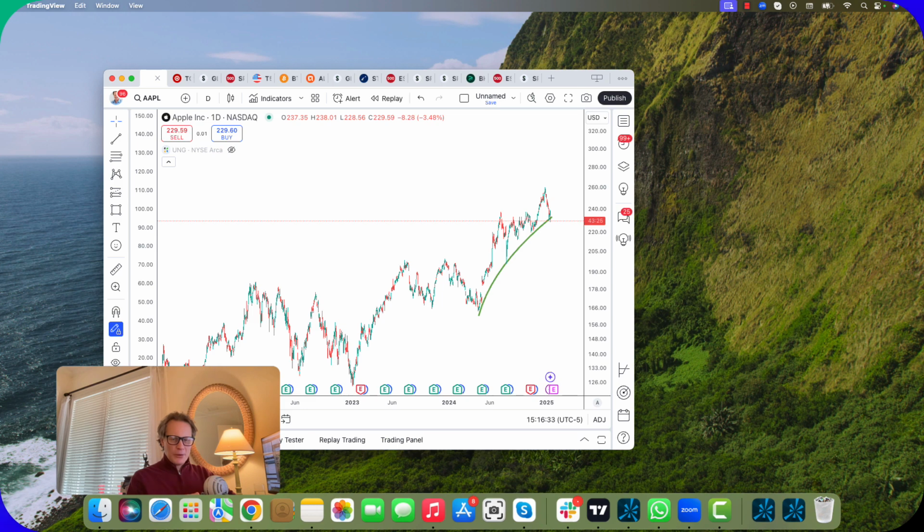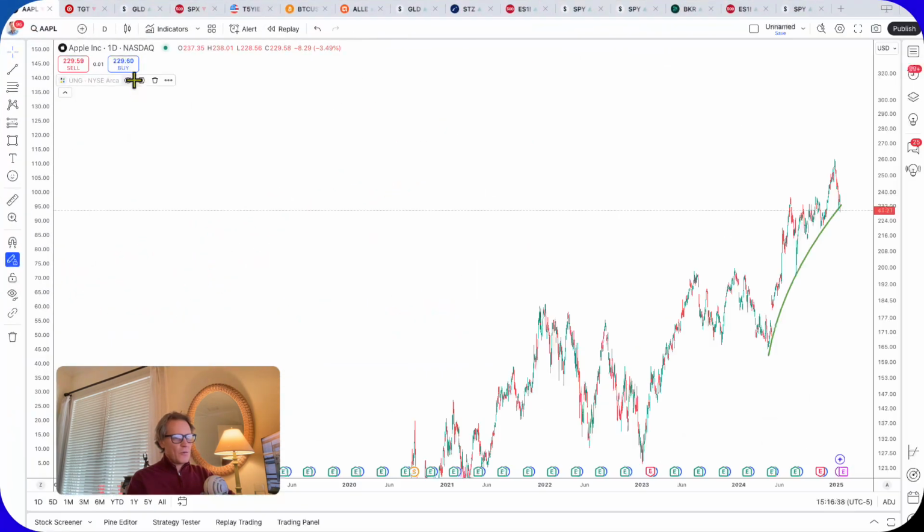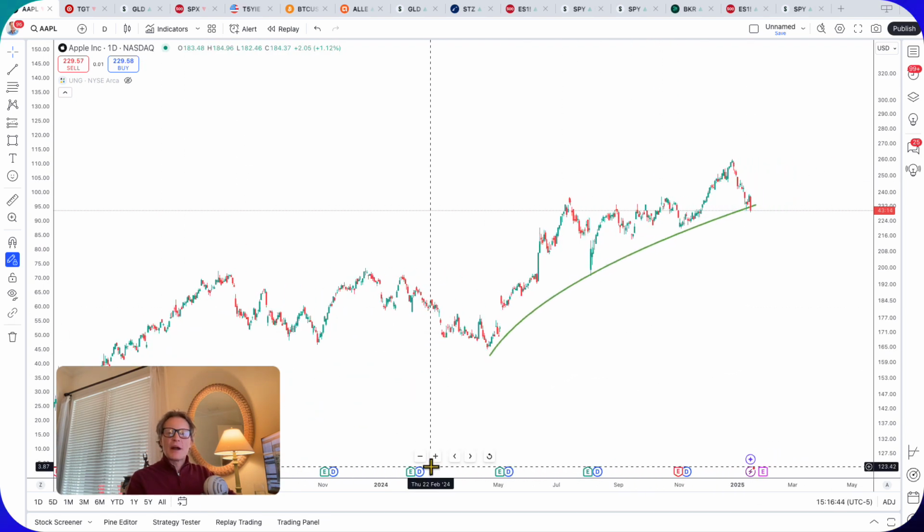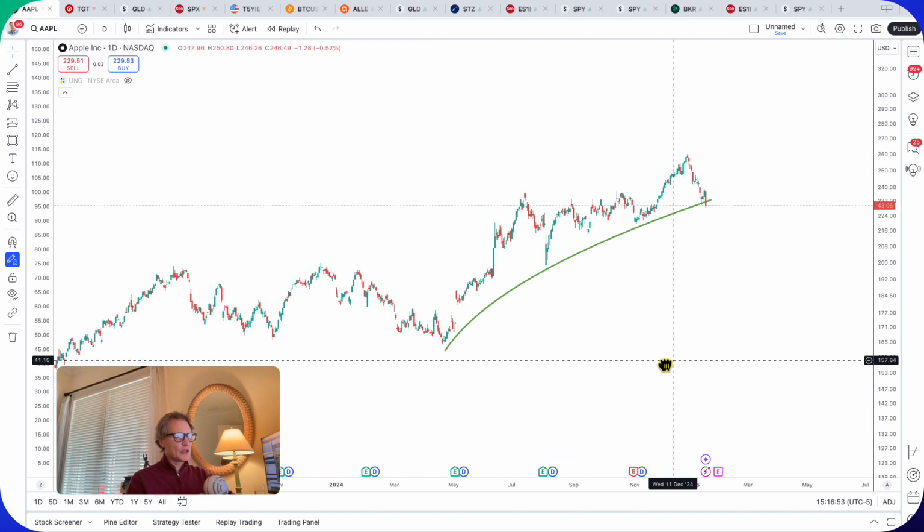Let's compare Apple versus natural gas. Now, you might ask yourself, why in the world would anyone compare Apple to natural gas? Well, it has a lot to do with basically opposite price action. Apple, basically bearish, putting in lower highs, whereas natural gas is the exact opposite. So let's have a look at it.